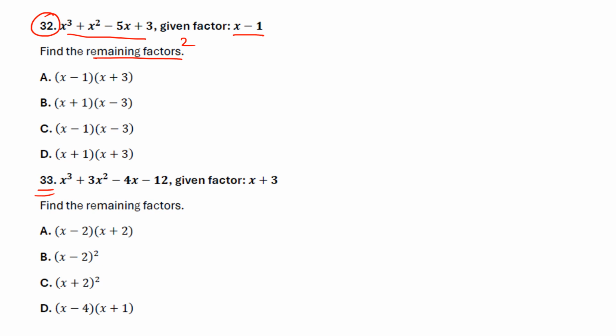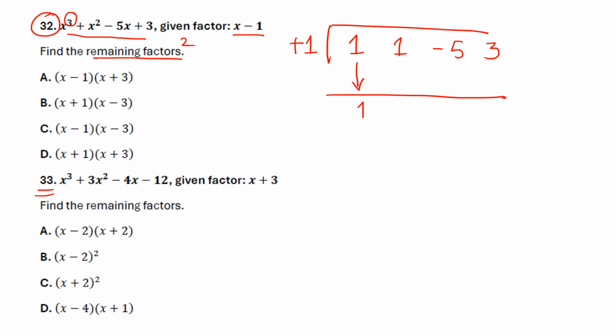Let's start synthetic division. Step 1. Check, is this in standard form? What is the degree? 3, 2, 1, 0. So it's correct. So we'll put the numbers 1, 1, minus 5 and 3. Here it is minus 1. So outside it will change sign and we start the division. First number as it is.